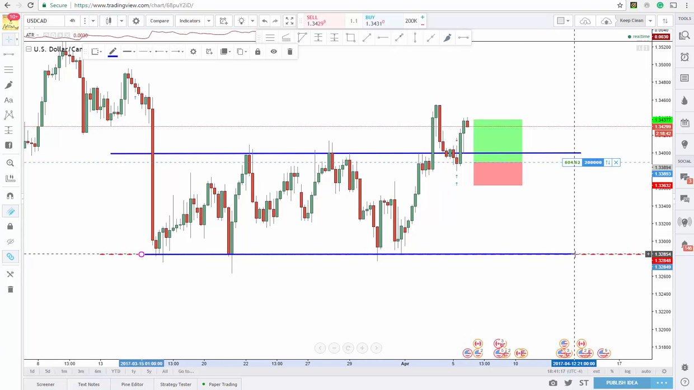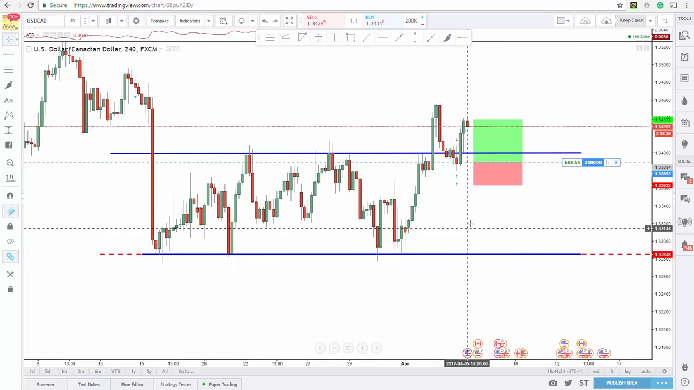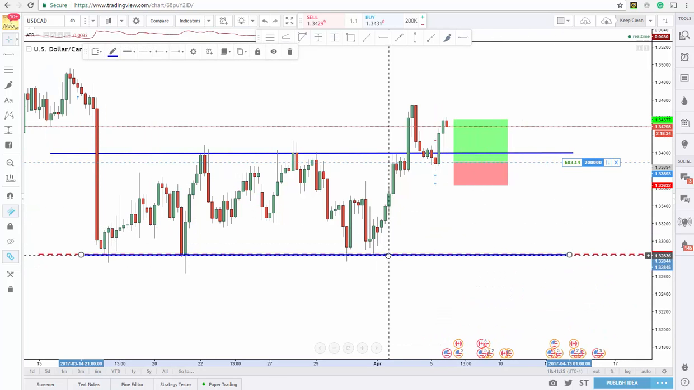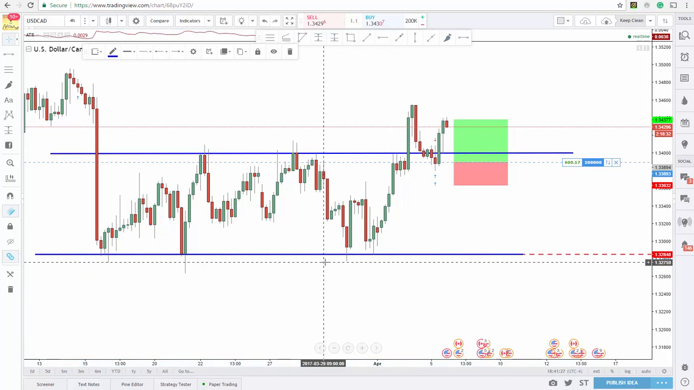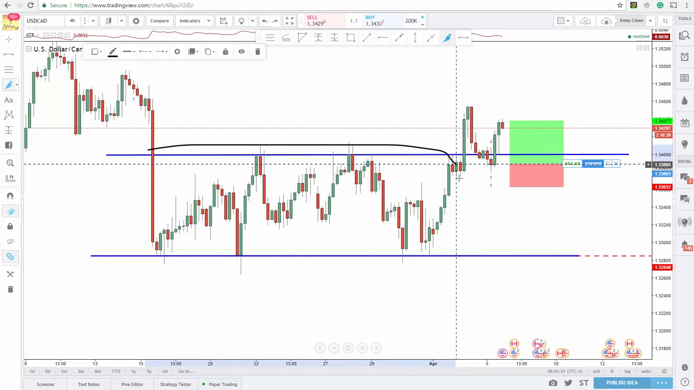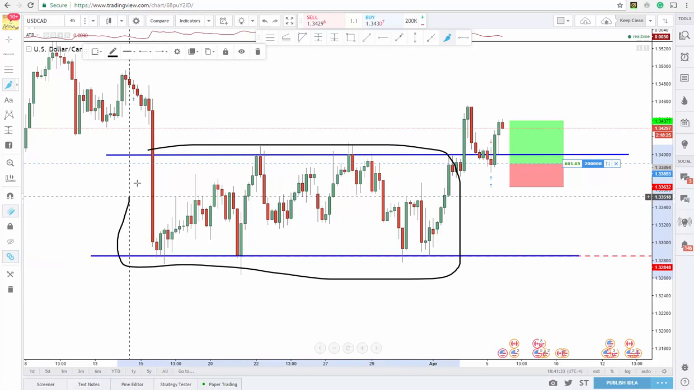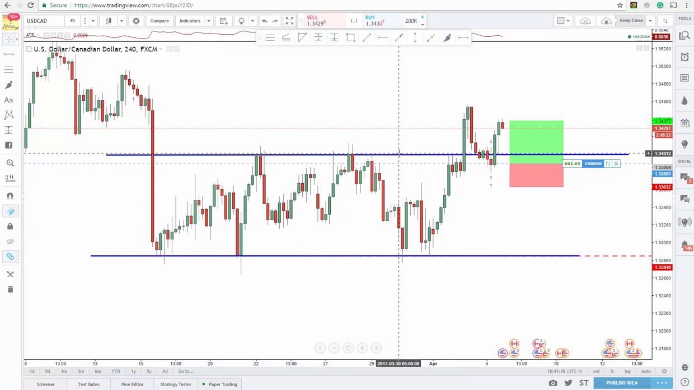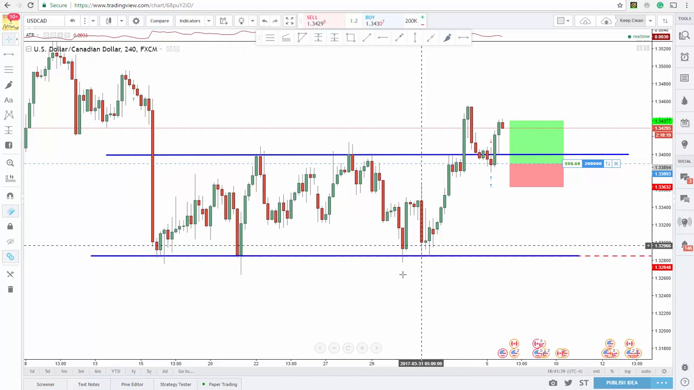So as you can see here on the dollar Canada, we are currently involved in a trade. And the reason we're involved in this trade is because we have had a period of consolidation here that lasted about 2 weeks on the dollar Canada. We can all see this big period of consolidation where the market found resistance multiple times at our top blue line and support multiple times at our bottom blue line.